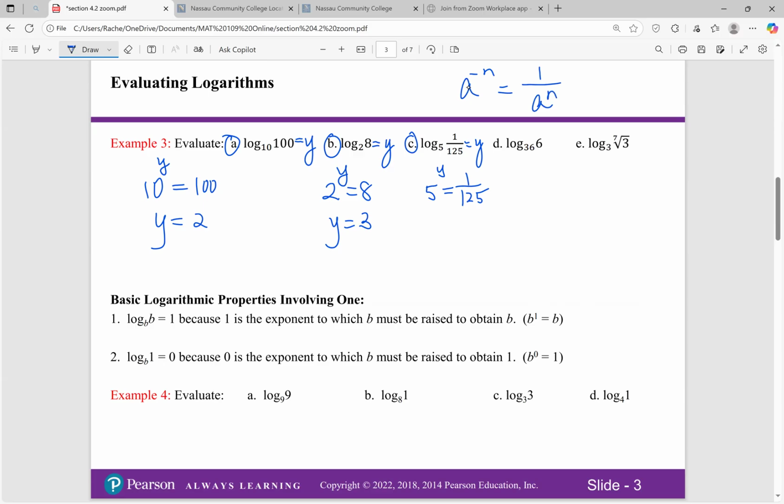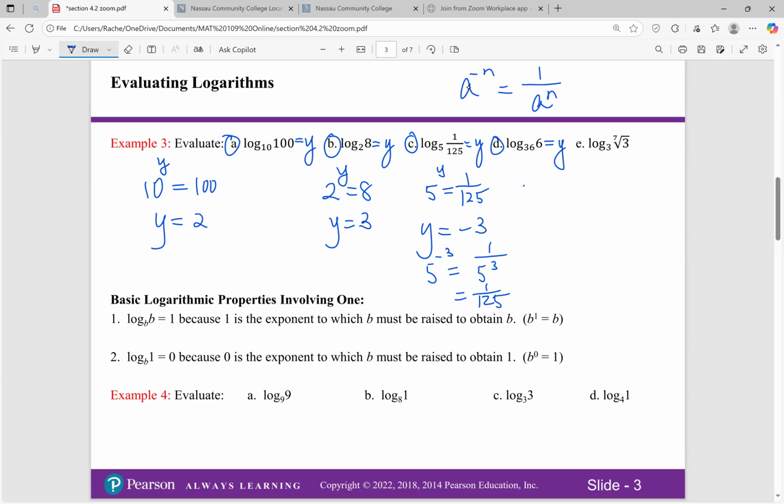The reciprocal of 1 over 125 is 125, and 5 to the third is 125, right? But this isn't 125, it's 1 over 125. So y is going to be equal to -3, right? Because 5 to the -3 equals 1 over 5 to the +3, which is 1 over 125. So D, we have log base 36 of 6. Let's set that equal to y and write it in exponent form.